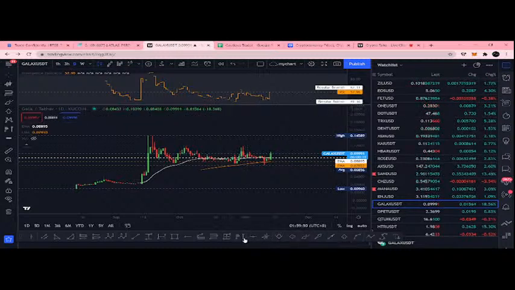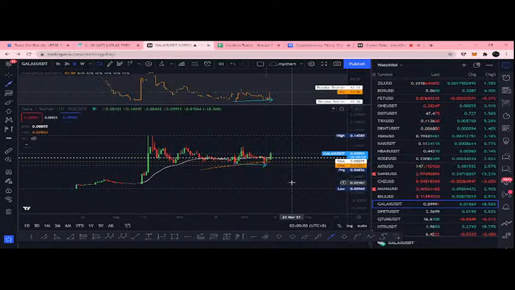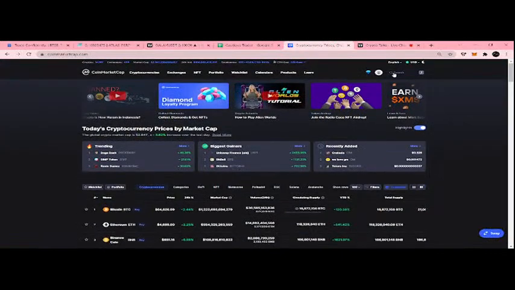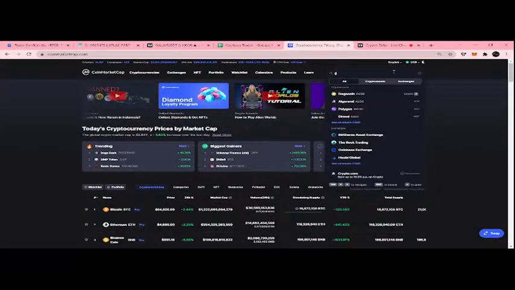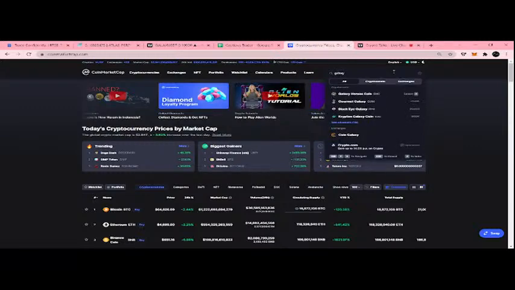There is actually a bullish divergence formed, and a breakout above the EMA 30. So I expect it to retest the all-time high, which is 14 cents. I don't know if that's the all-time high. Maybe let's check. What's that? Galaxy.